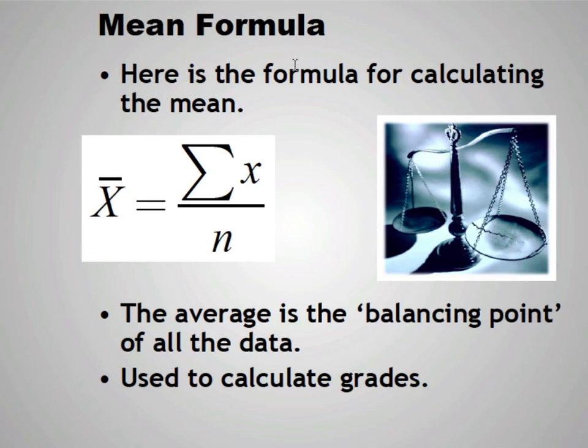So here's the mean formula. X bar equals the sum of all data values, divided by n, where n is the number of pieces of data. I put this scale here because the average is the balancing point of all the data. Now this is very often used to calculate your grades, so you have some idea about means already.